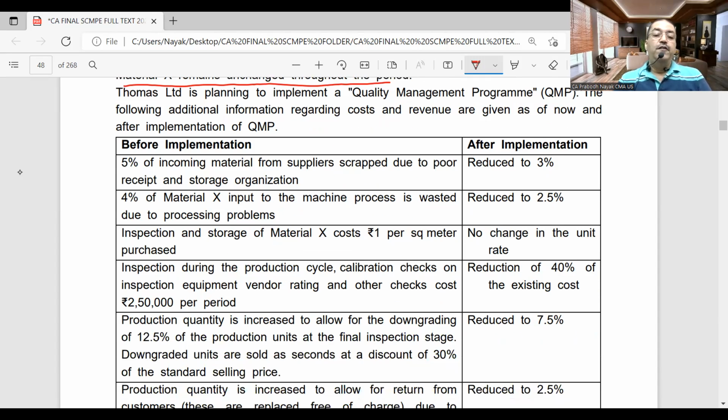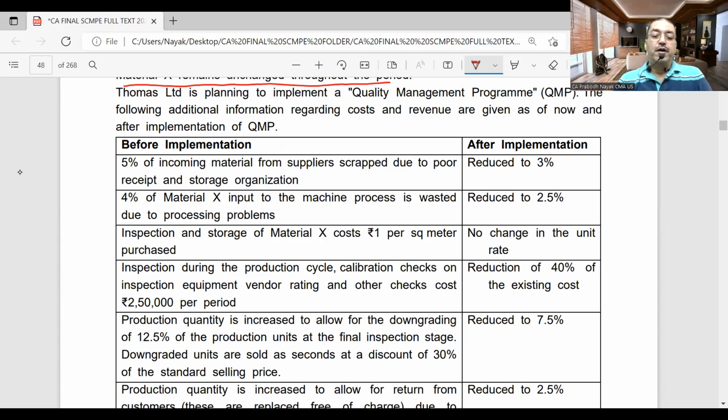Fourth, inspection during the production cycle, calibration checks on the inspection equipment, vendor rating, and other inspection costs are 2,50,000 for the entire period. What they are saying is a reduction of 40% of the existing cost. So 2,50,000 is going to reduce by 40%.